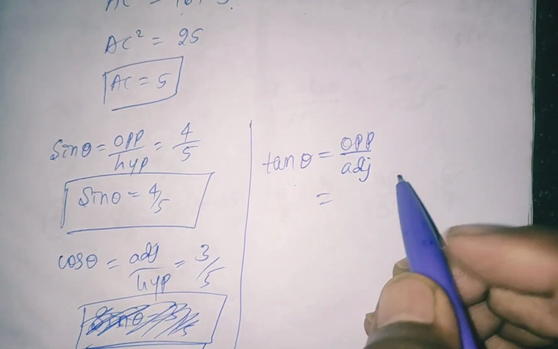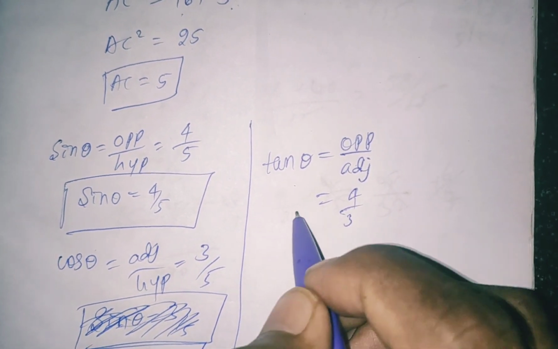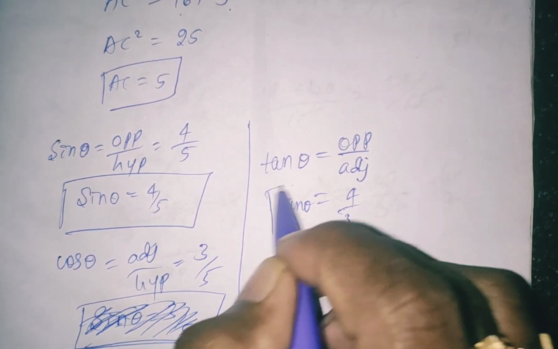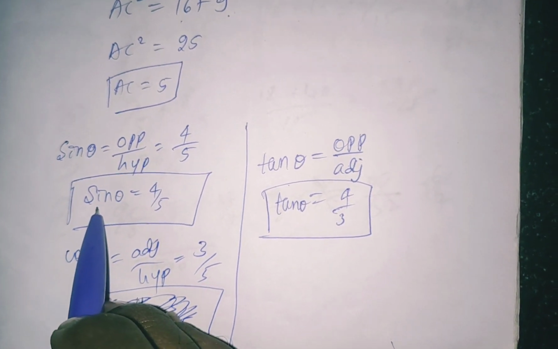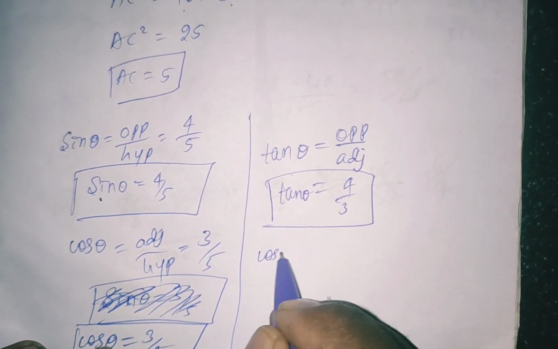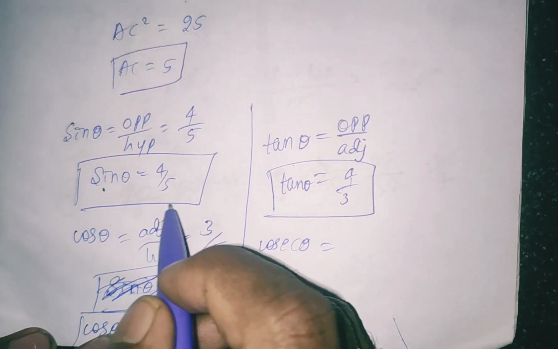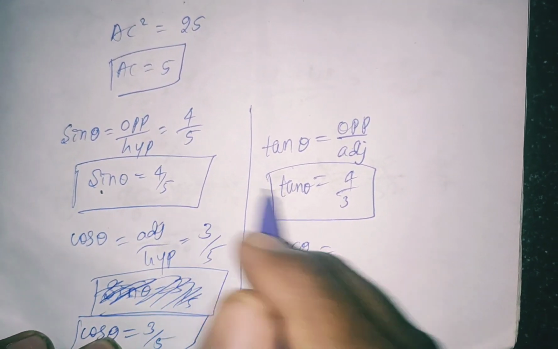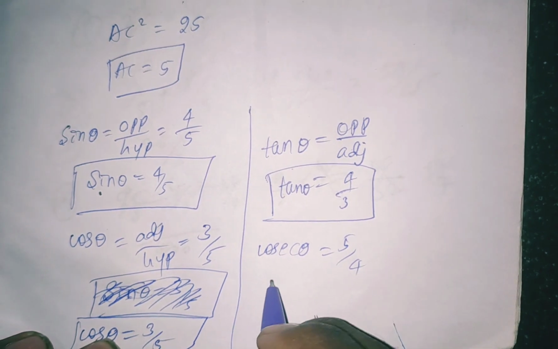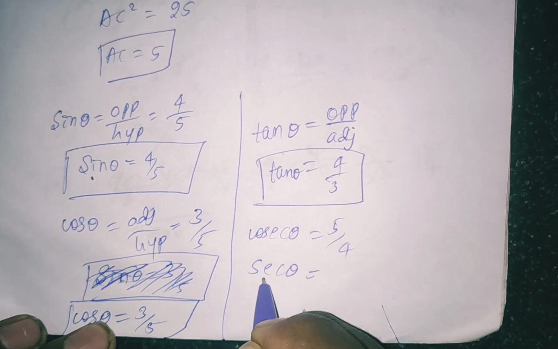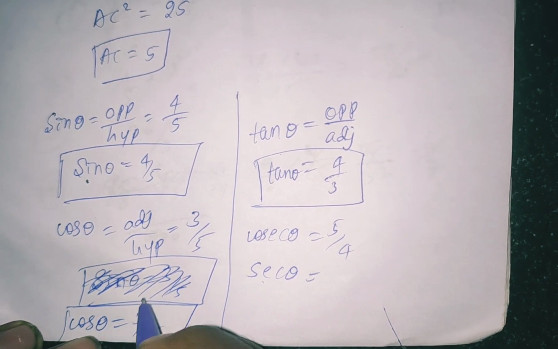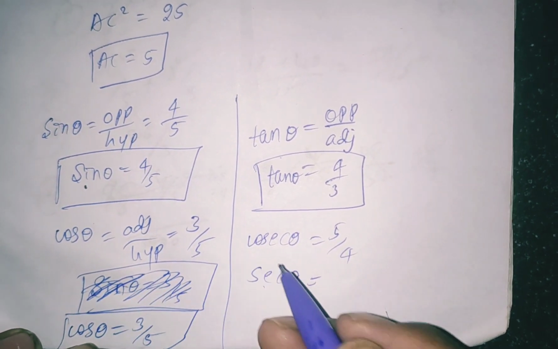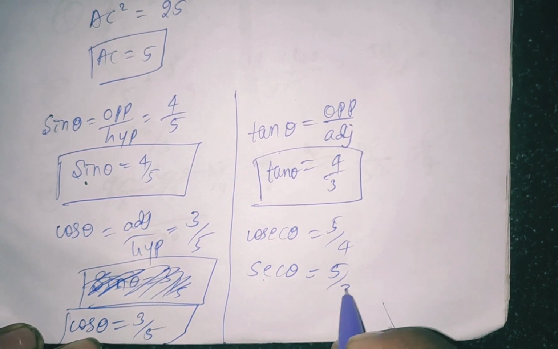Opposite is 4, adjacent is 3, so 4 upon 3. This is tan theta. Similarly, you can find the reciprocal of each. Sin theta's reciprocal is cosec theta, so cosec theta is hypotenuse upon opposite, which means 5 upon 4. Then sec theta is the reciprocal of cos. Cos is adjacent upon hypotenuse, so sec becomes hypotenuse upon adjacent, 5 upon 3.